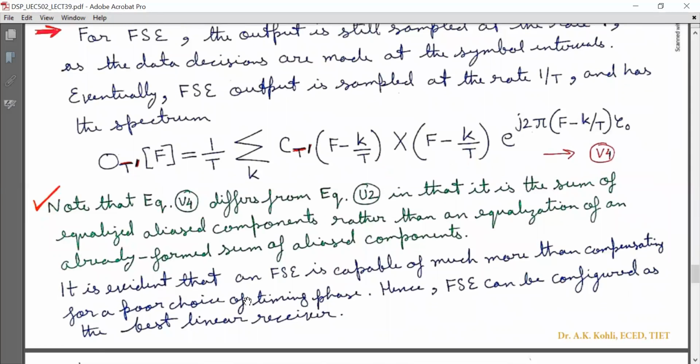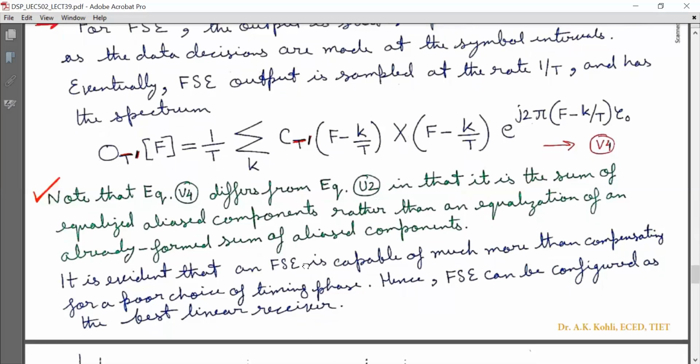It is evident that an FSE is capable of much more than compensating for a poor choice of timing phase. Hence, FSE can be configured as the best linear receiver, and so it has found a big application in industry.